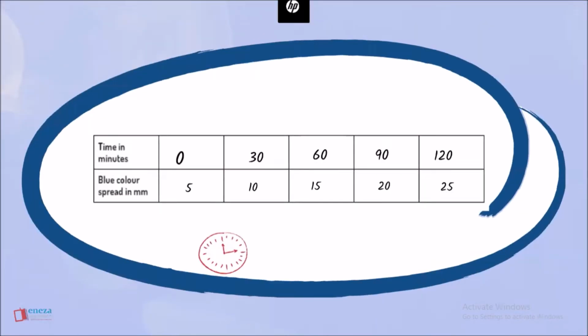After observing, this is the data that you should have recorded. At 0 minutes, you could have seen that the blue color spread in millimeters was 5. After 30 minutes, it moved to 10. After 60, it moved to 15 millimeters. After 90 minutes, it moved to 20 millimeters. After 120 minutes, it moved to 25 millimeters.